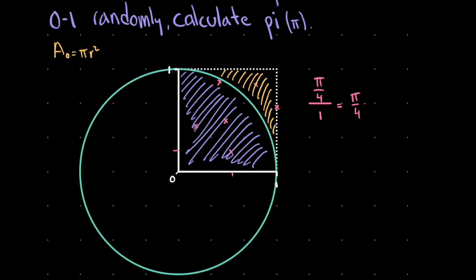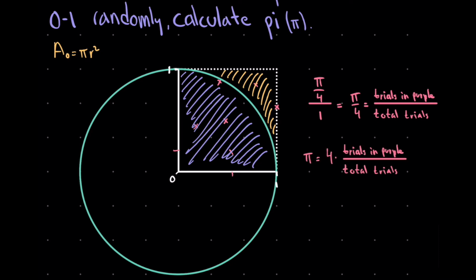And this proportion will be equal to the trials in purple all over total trials. And so if we multiply both sides of the equation by 4, we get that pi is equal to 4 times trials in purple over total trials. Now that we have the hard part out of the way, establishing a relationship, let's talk about how we would actually write this computer program.